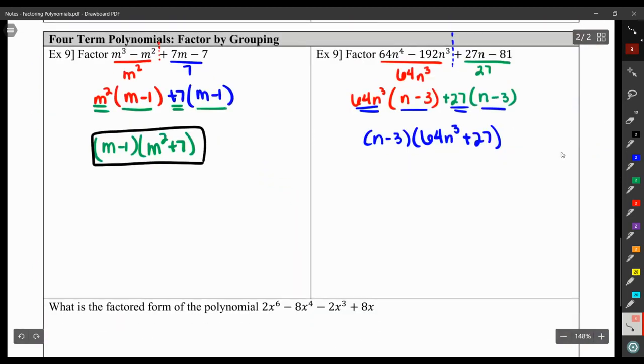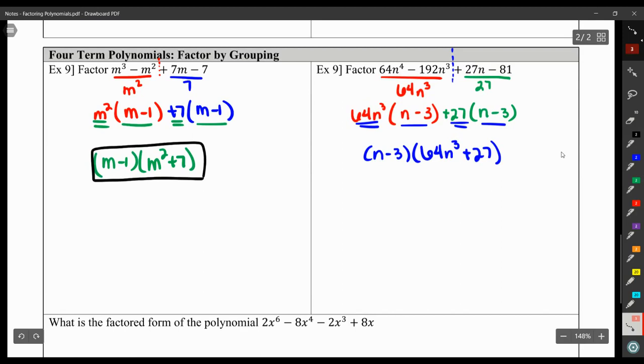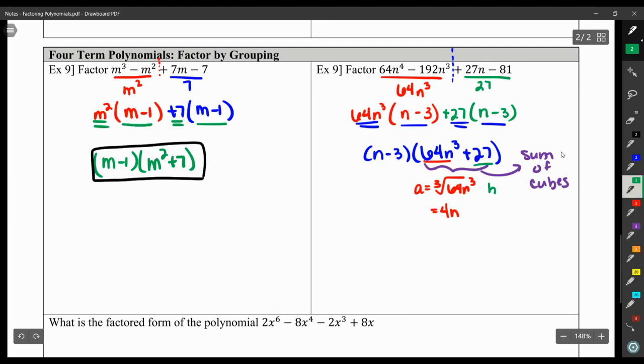So if these are perfect cubes, then I can use the sum and difference of cubes. So 64n to the 3rd is a perfect cube, and so is 27. And so what we can do is we can take this even further by using the sum of cubes. So let's go ahead and do that. So this should be a to the 3rd. So a is going to be the cube root of 64n to the 3rd. Well, the cube root of 64 is a 4, and the cube root of n to the 3rd is n. This one here should be the cube root of 27. So b is going to be plain old 3.